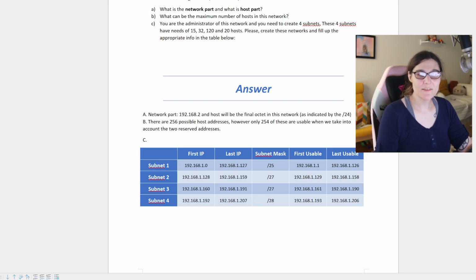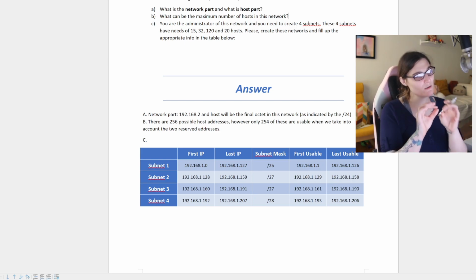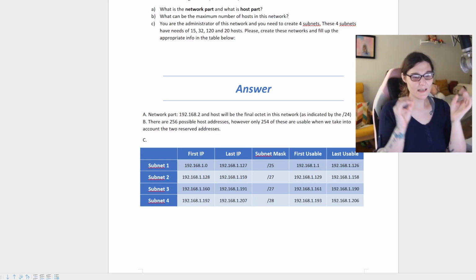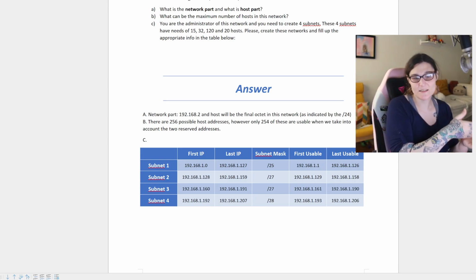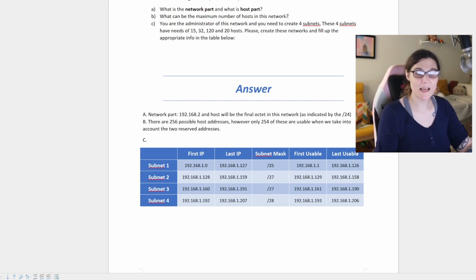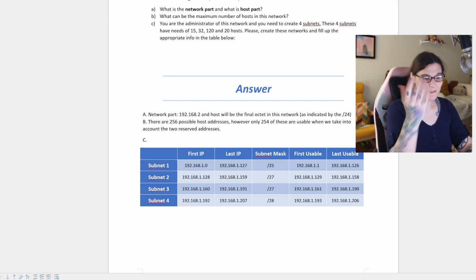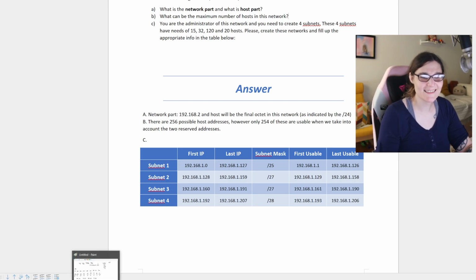You are the administrator of this network, you need to create 4 subnets. These 4 subnets have the needs of these numbers of hosts. Please create these networks and fill up the appropriate table below. So for the first IP address for this network, this is again why you go from the largest number down to the smallest, so that the numbers continue incrementing up as the subnets get smaller, because you'll start to run out of addresses. So you want to address the highest number first. That determines if you need to move on to another octet or not. Luckily, he told us here that we won't need to do that. I hope this makes sense.